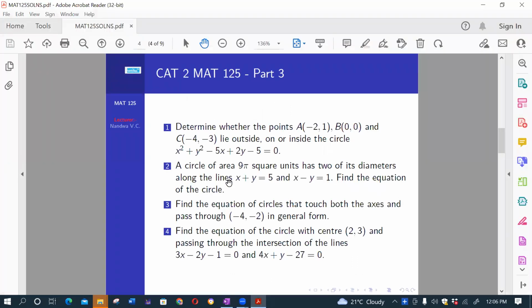So a circle of area 9 pi has 2 of its diameters along the lines x plus y equals to 5 and x minus y equals to 1. Find the equation of the circle. If the diameters lie along these two lines, then the point of intersection of these two lines is the center of the circle.